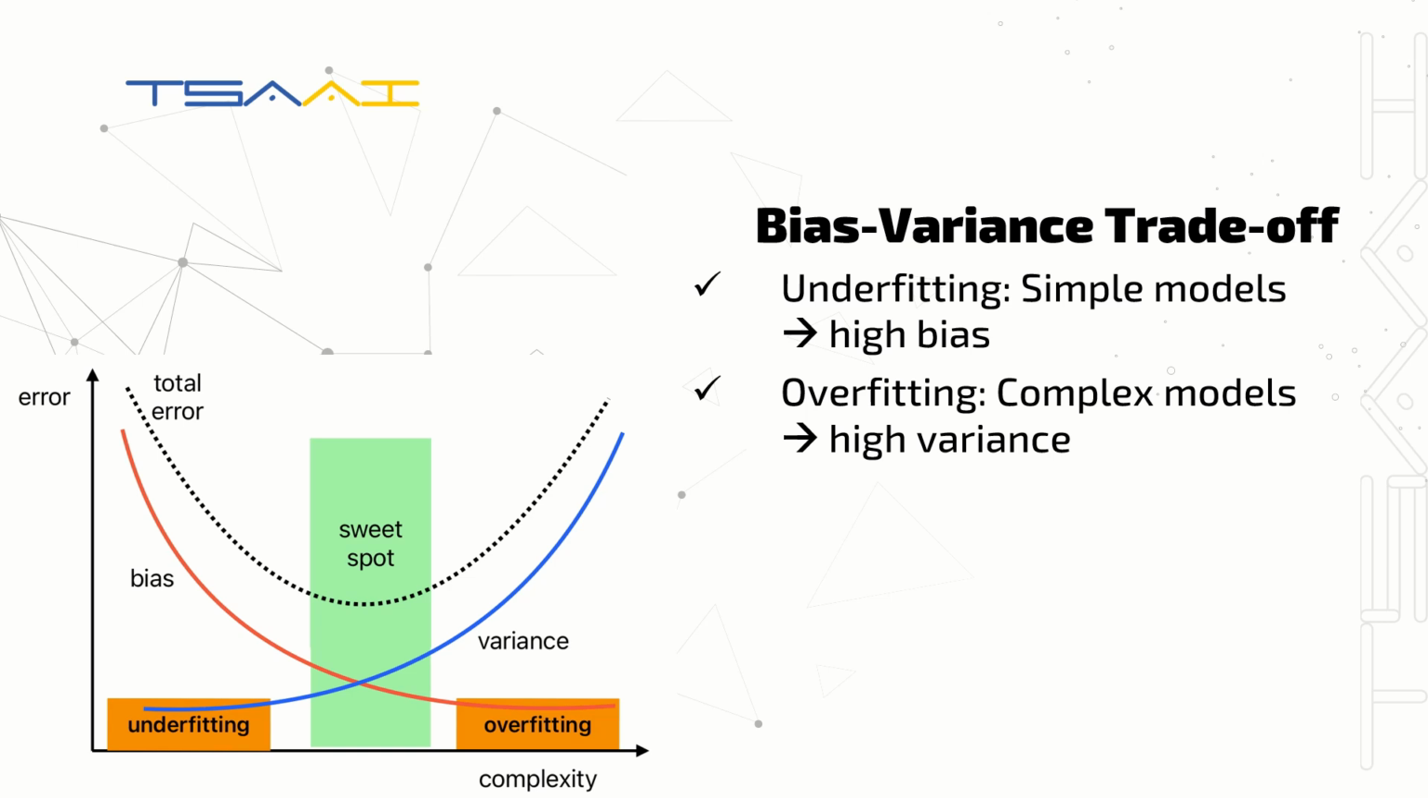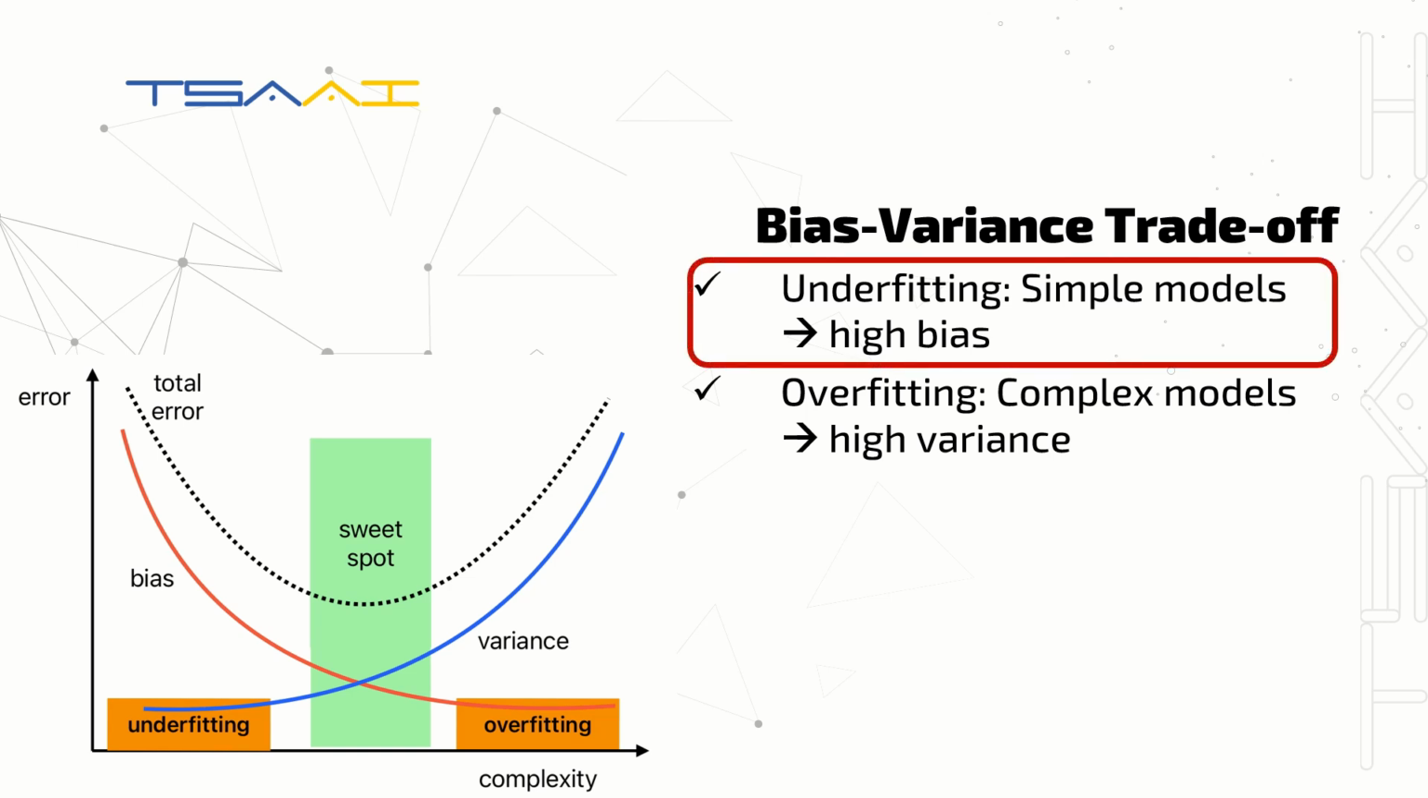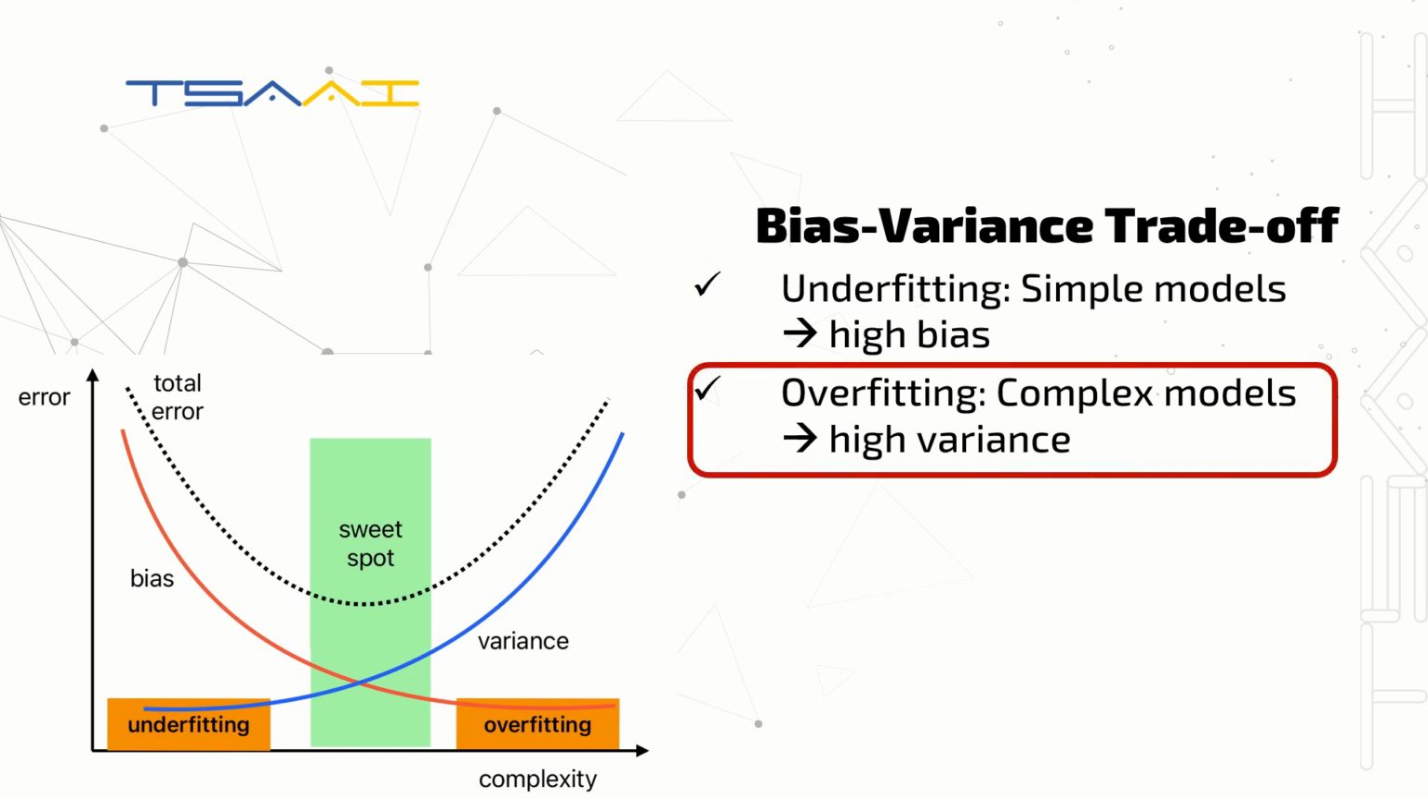Now, the interesting part comes in balancing bias and variance. Simple models, while very robust, may not capture the complexity of underlying relationships, resulting in a high bias. We call this underfitting. Overly complex models, on the other hand, fit the training data perfectly, but may become too sensitive to variation, leading to poor generalization. We call this overfitting. Finding the right balance is what we call the bias-variance trade-off.